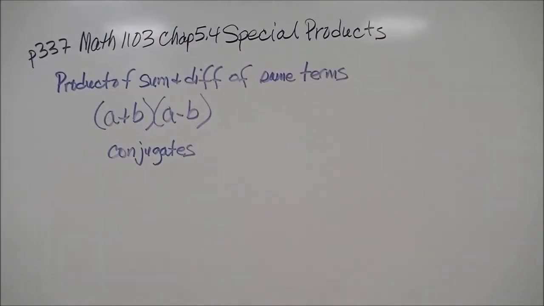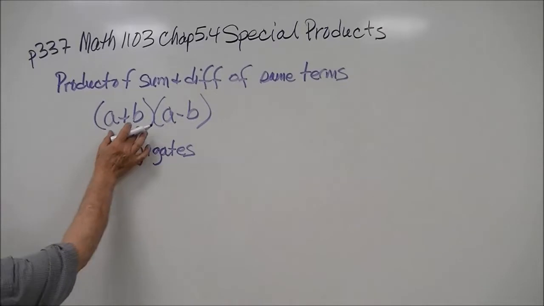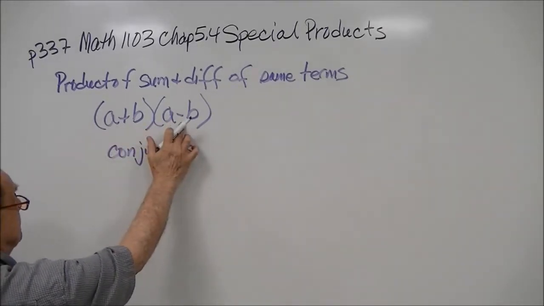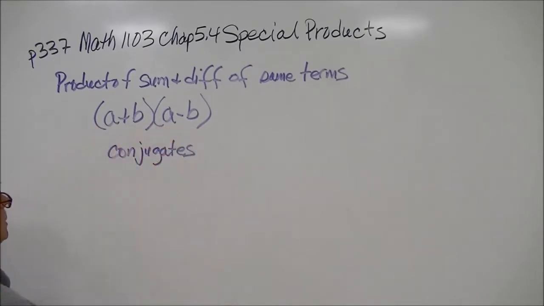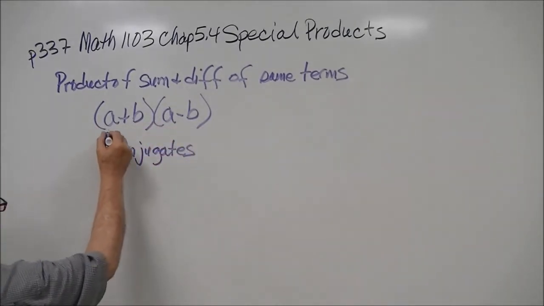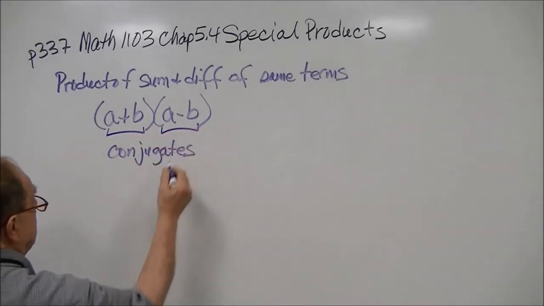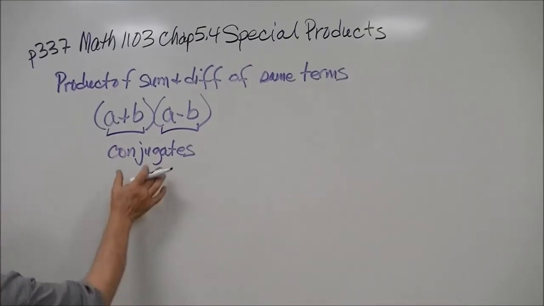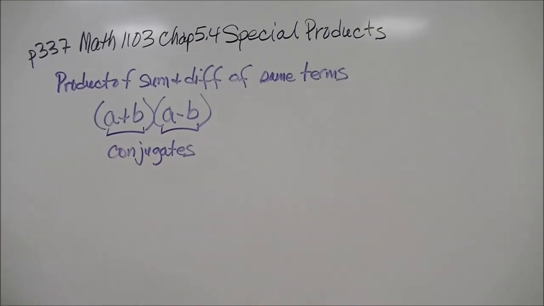Now a little introductory lesson here as we do the product of sums and differences of the same terms. So these are the same terms. One's the sum, one's the difference, and it's the product that we're multiplying. Another name for these, where we have a plus and a minus of the same terms, is conjugates. When you multiply conjugates, the product will be something special.